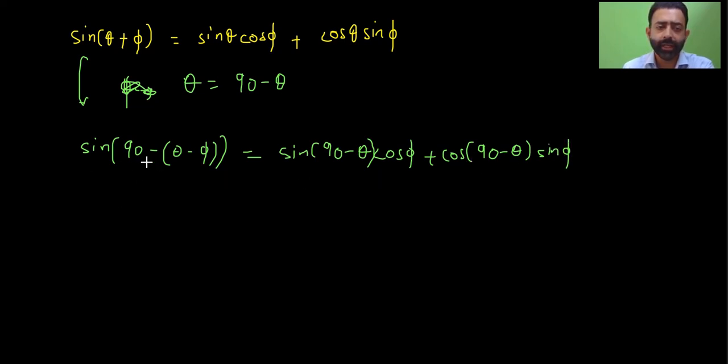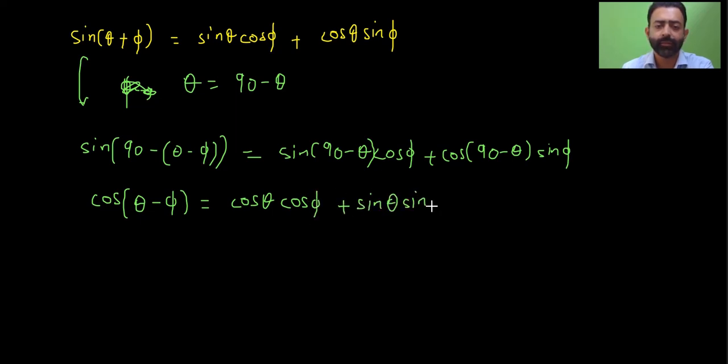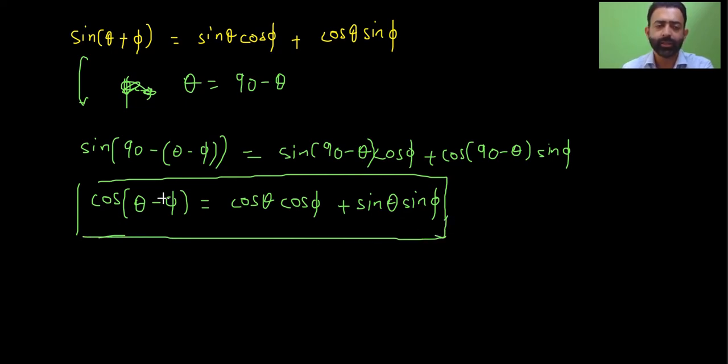So sin 90 minus something is cos something. So cos of theta minus phi, with sin 90 minus theta being cos theta, is cos theta cos phi, and this is sin theta sin phi. So this is your third compound formula, for cos. And in the same way you can replace phi with minus phi. This will be cos theta plus phi, again plus cos theta cos phi, and here it will be minus sin theta sin phi. So if I introduce this plus here, this will be minus here.